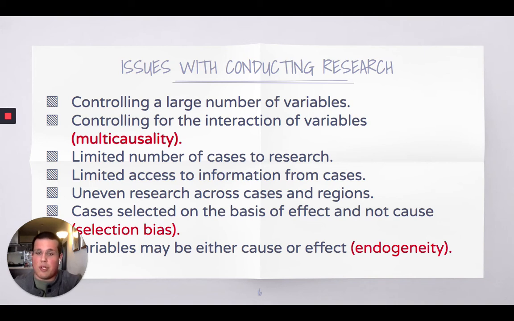Fifth, even when comparatives do widen the range of cases, their focus tends to be limited to a single geographic region, and often these area studies directly revolve around the West due to accessibility of information. Six, the problem of bias makes it even harder to control for variables and to select the right cases.